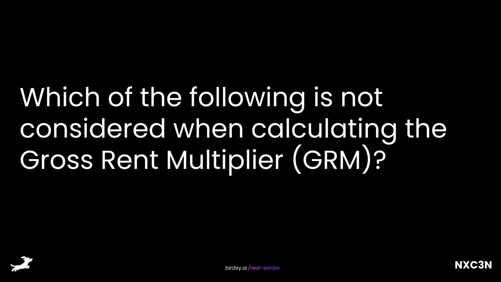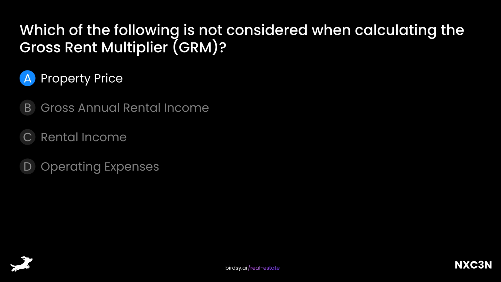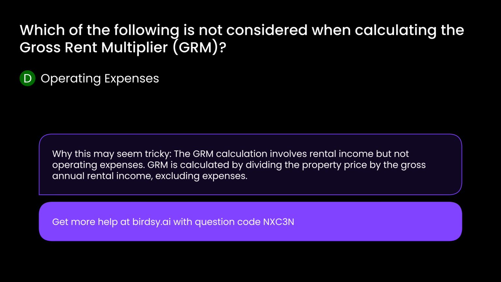Which of the following is not considered when calculating the gross rent multiplier? Is it A, property price, B, gross annual rental income, C, rental income, or D, operating expenses? The answer is D, operating expenses. Why this may seem tricky: the GRM calculation involves rental income but not operating expenses. GRM is calculated by dividing the property price by the gross annual rental income, excluding expenses.